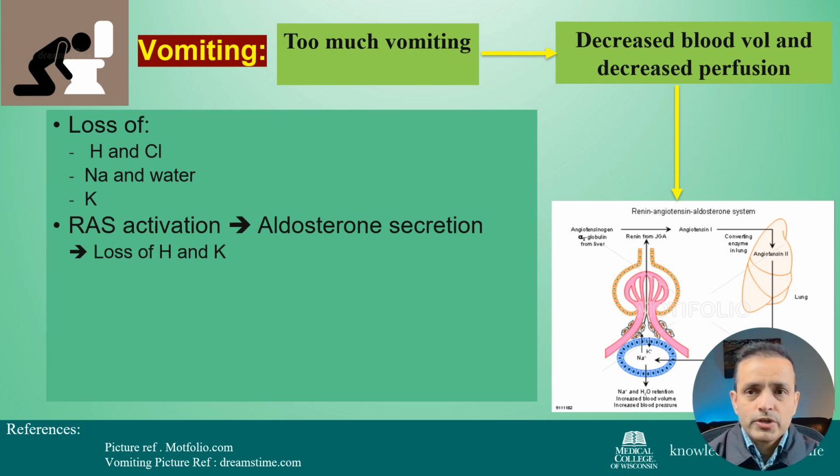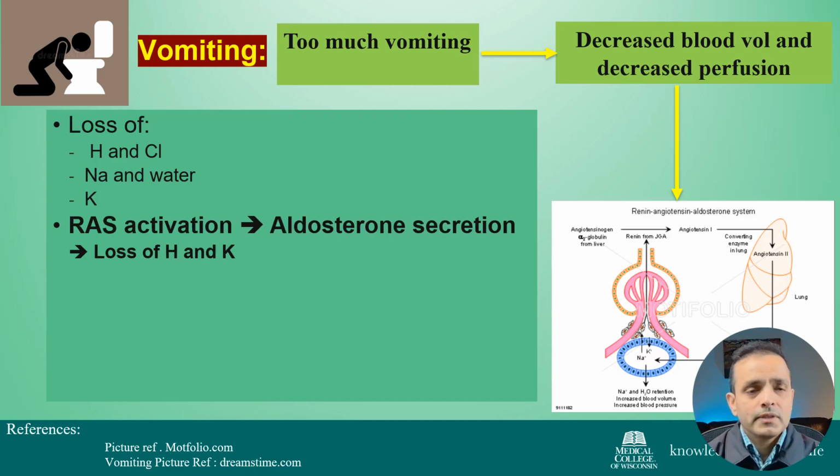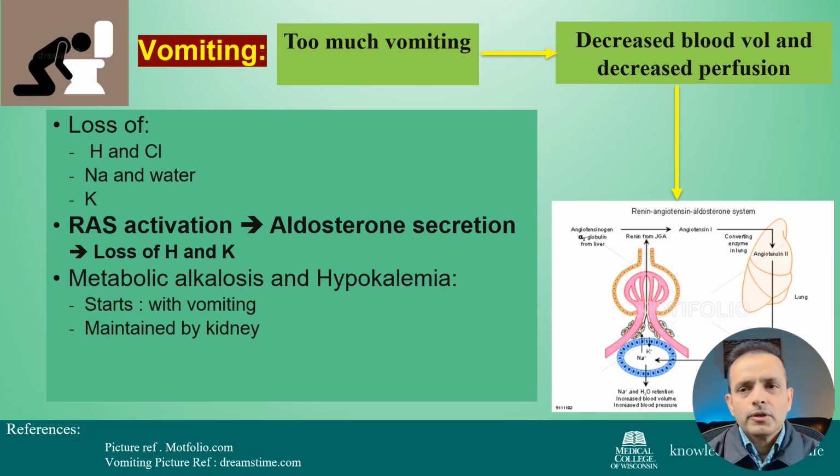What does aldosterone do? It causes absorption of sodium and water, and you lose hydrogen ion and potassium. So remember that patient just vomited hydrogen ion and just vomited potassium. Now he's going to pee more hydrogen ion and more potassium. So this metabolic alkalosis and hypokalemia started with the vomiting, but it is maintained by the kidney.